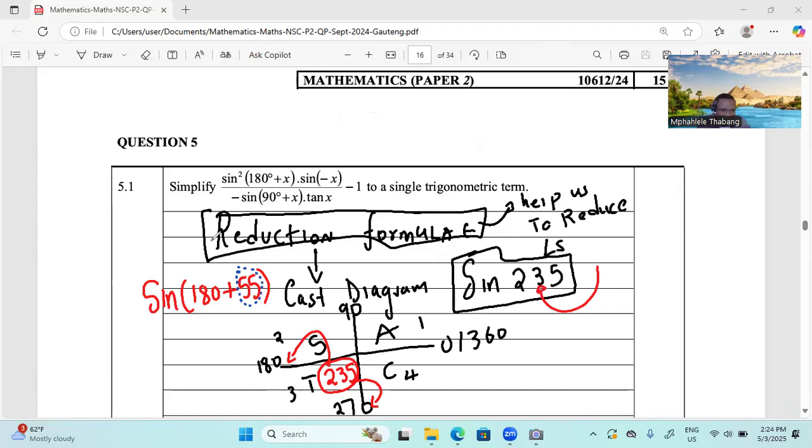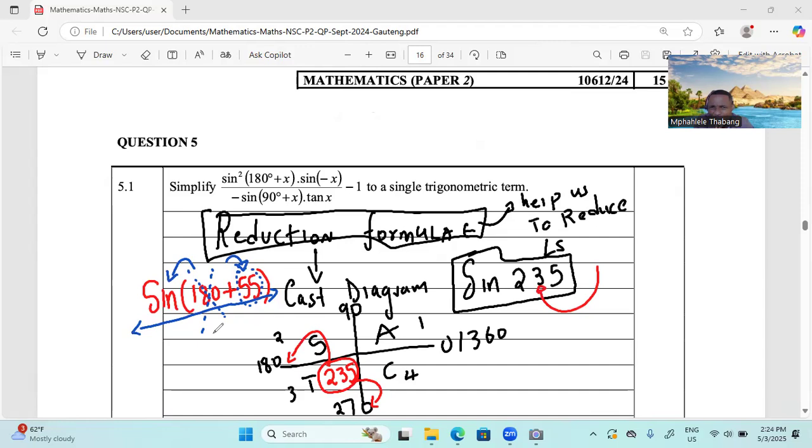So now I'm going to say, okay, this sine 180 plus 55 can be simplified. Somehow, this 180 disappears, and you are going to be left with 55. We're going to focus on the angle 55. Remember, this 180 plus 55, which is 235, is in the third quadrant. And in the third quadrant, the trig ratio sine is negative. Remember, in the third quadrant, it is only tan which is positive.